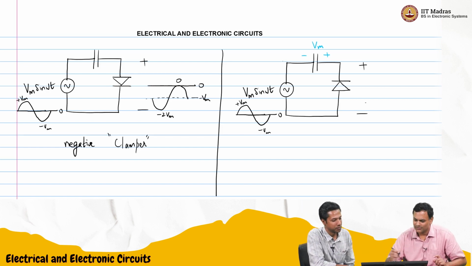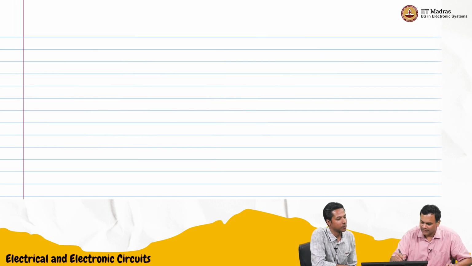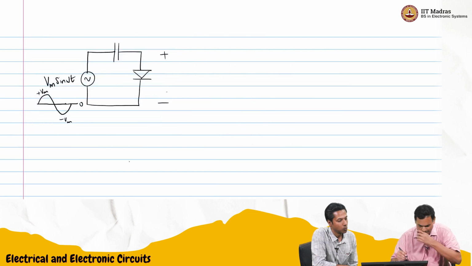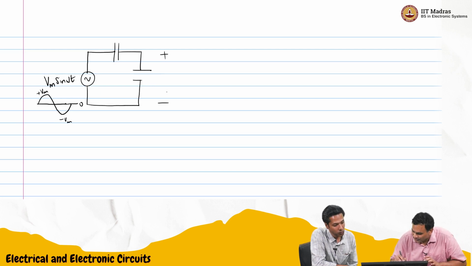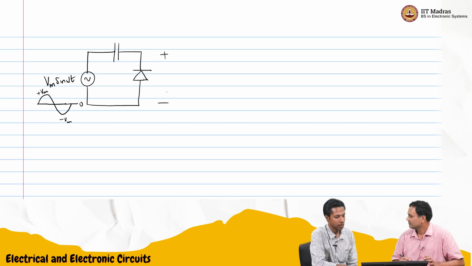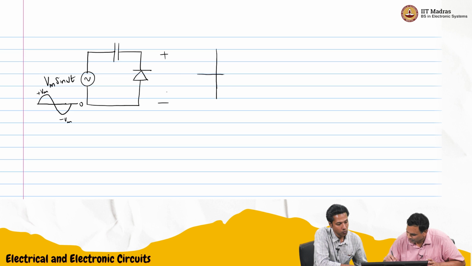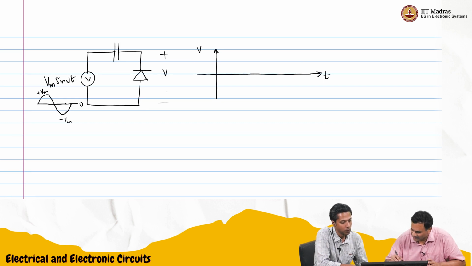I'll take this one. So let us see, this is Vm sin omega t. The diode direction we changed, right? So let us say we start at t equal to 0. So this is, we called it V naught.